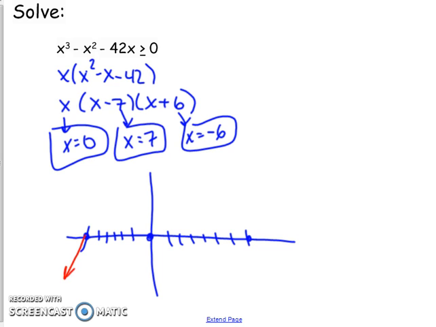I have x cubed, and it's positive, so I'm going to start negative and positive. Follow my shape. I care about where it's greater than or equal to 0. So where is it above the x-axis? Well, it's above the x-axis here and here.